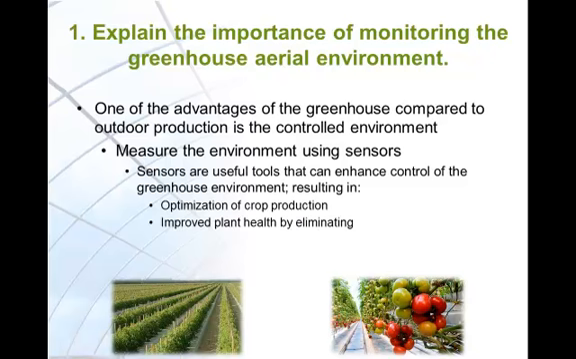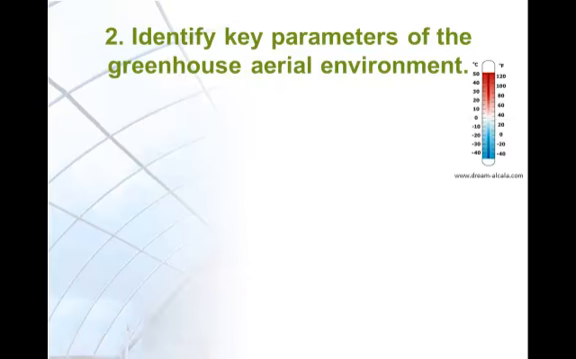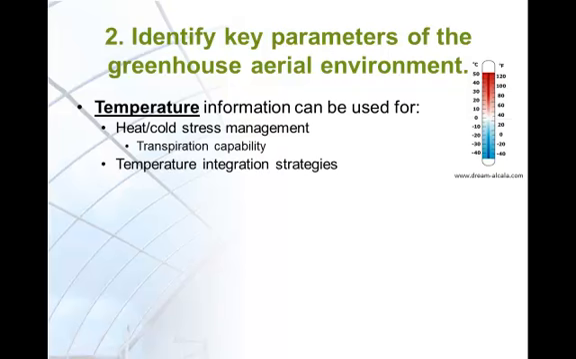Increased control of growing environments can improve plant health by eliminating plant stresses and preventing potential disease threats. Proper use of these techniques can result in improved crop yields and also allow for the growth of some crop species out of season. Temperature information can be used for many beneficial applications. Heat and cold stress management can be used to avoid drought stress. Temperature affects the water content in the air, and water content affects the plant's transpiration capability. Temperature integration strategies can be used to save energy by only running temperature control systems when necessary.